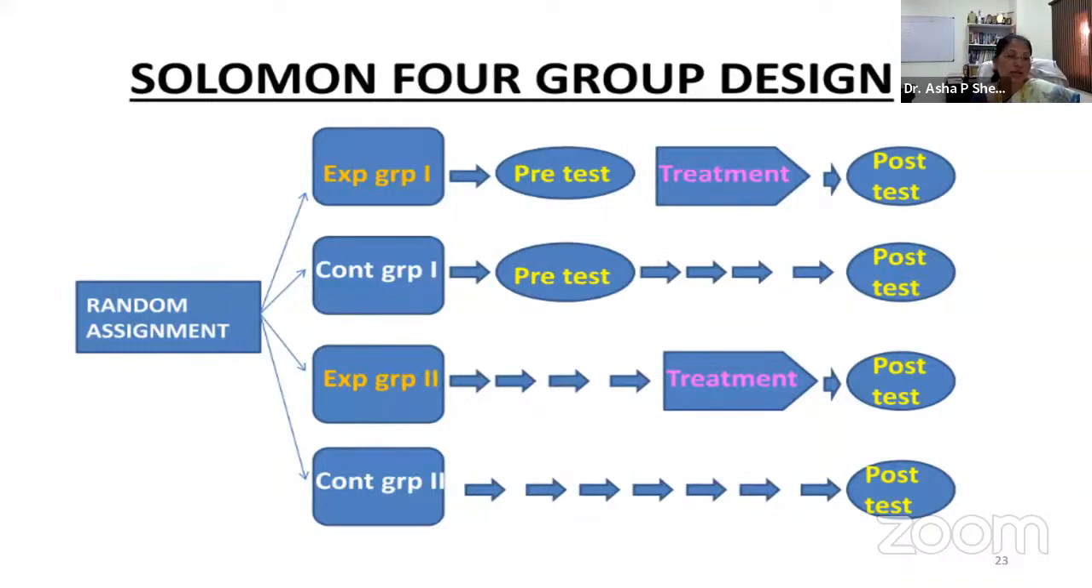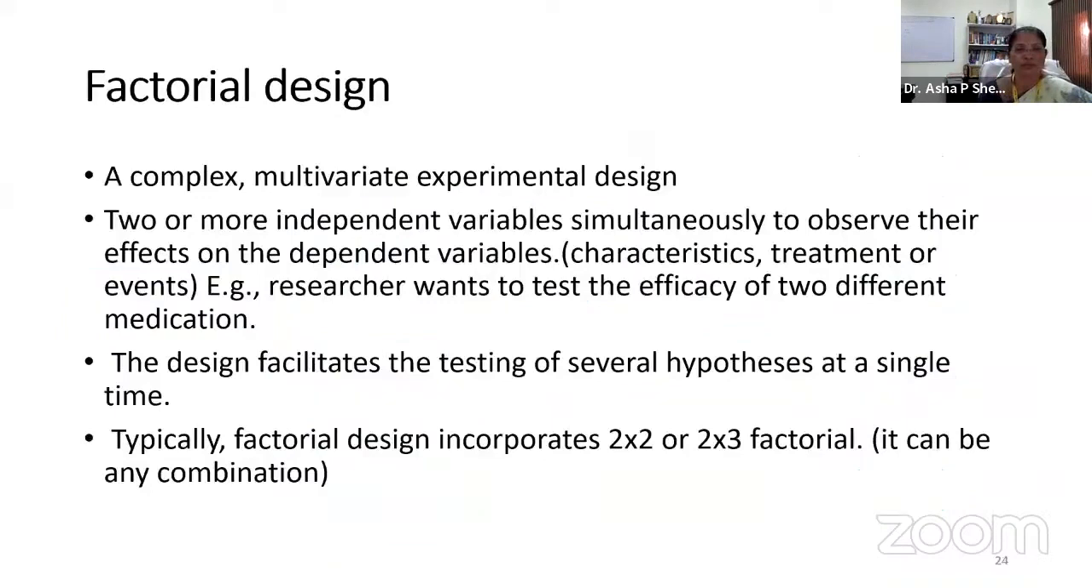So this is a very complex design. If you look at experimental group 2 alone, it is just a post-test only design. If we look at experimental group 1 and control group 1, it shows that it is the pre-test, post-test, control group design. So that is why it is a combination of various designs.